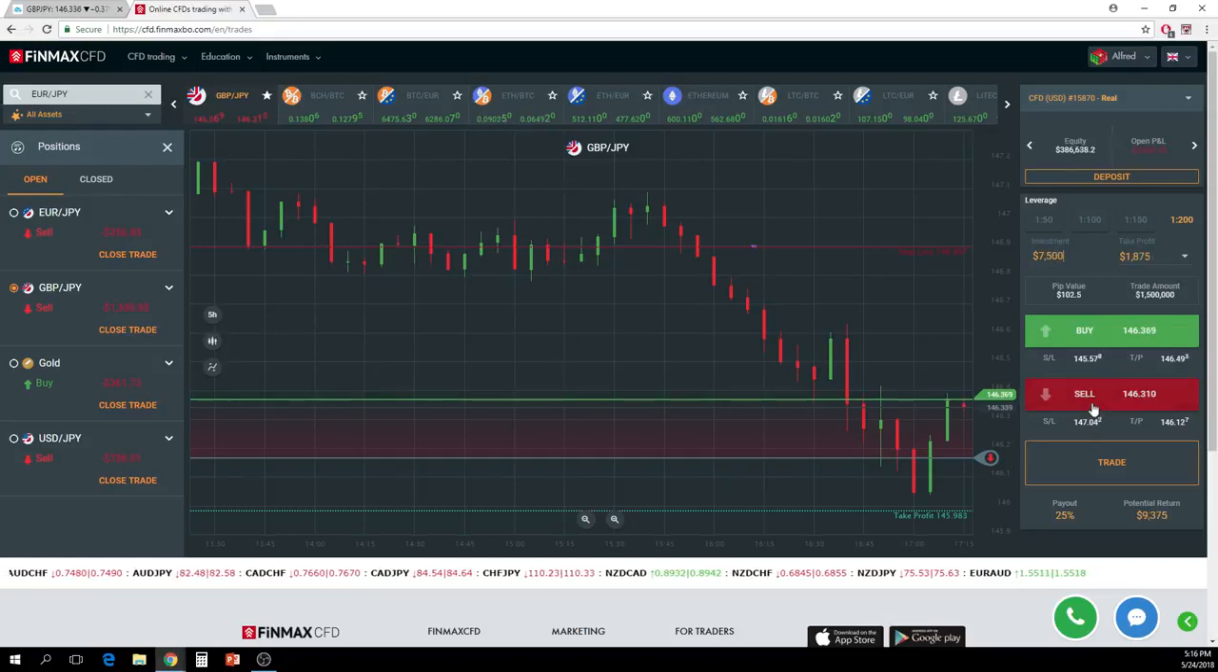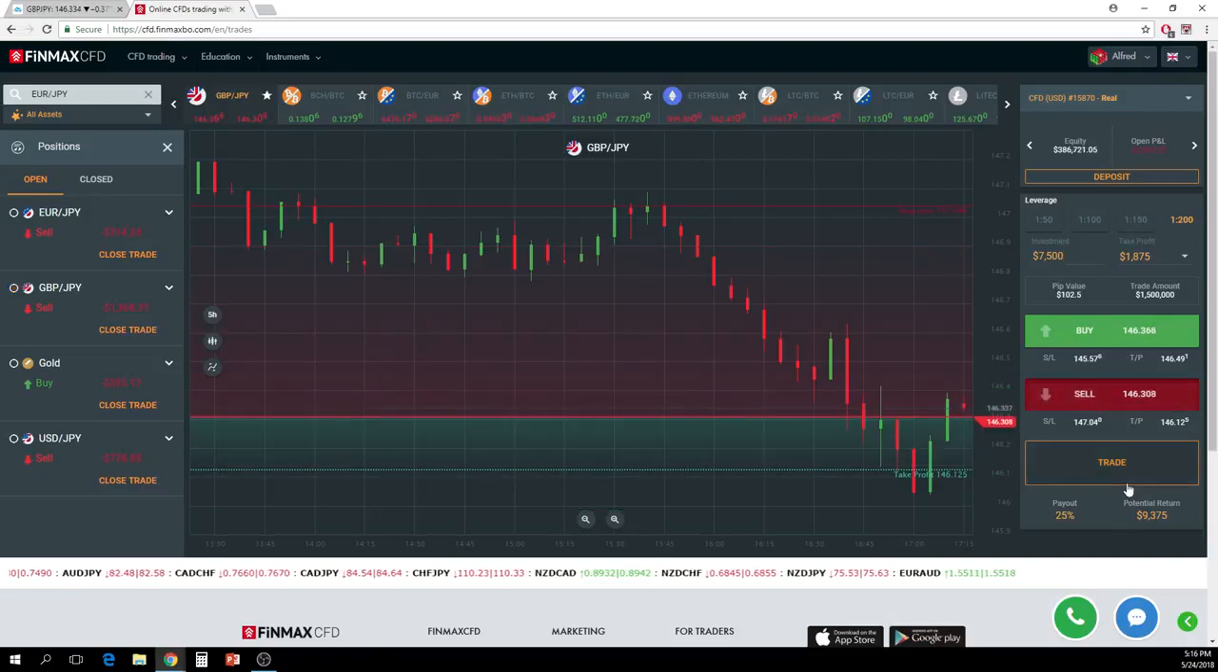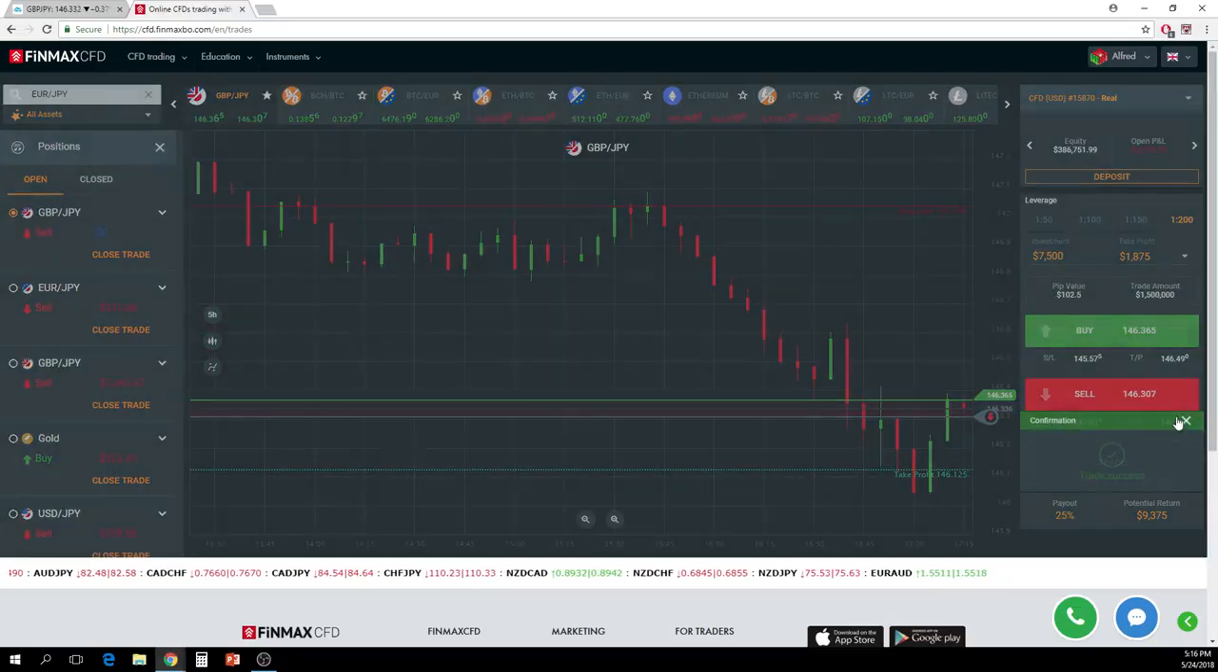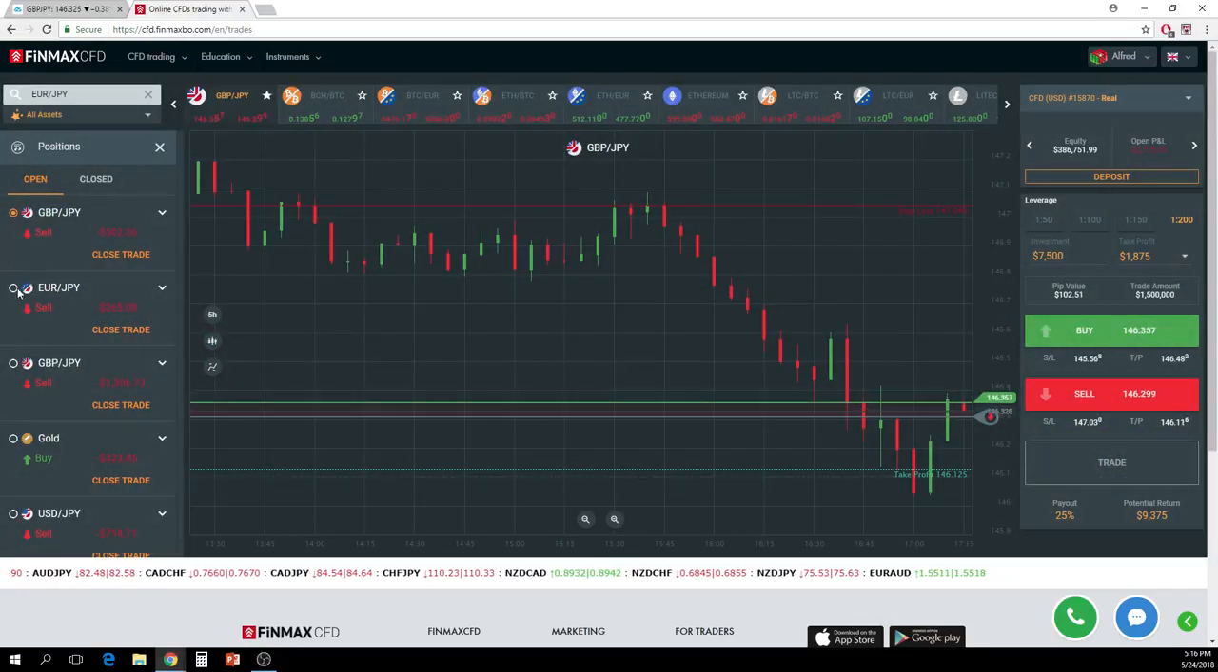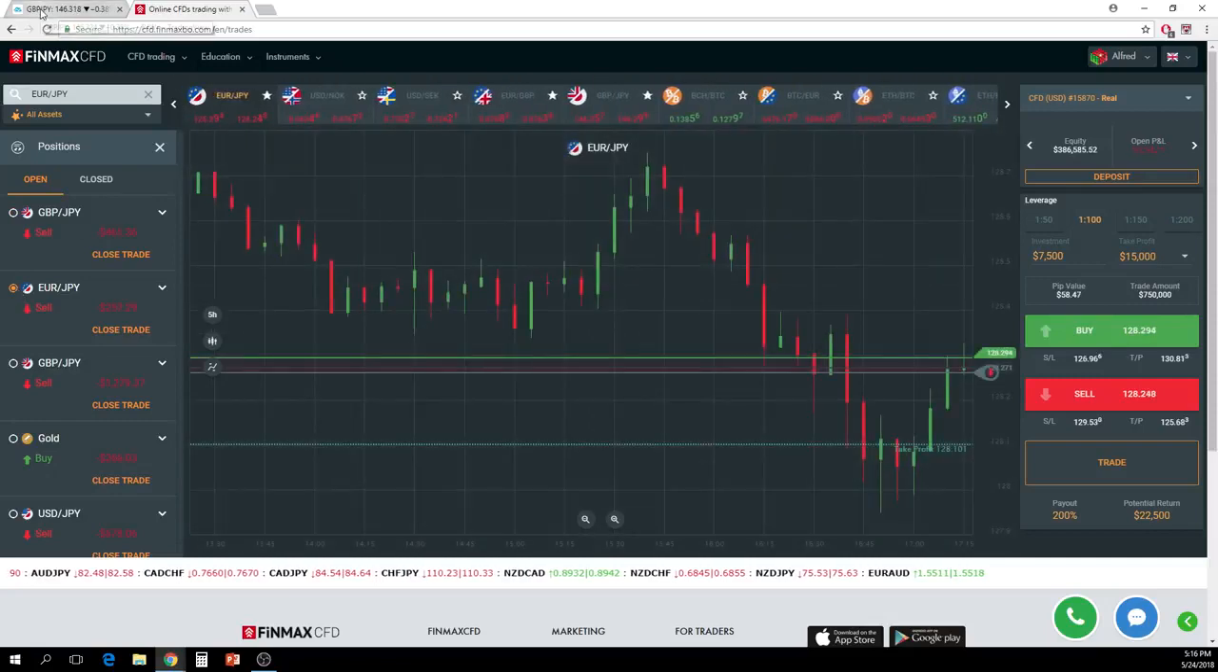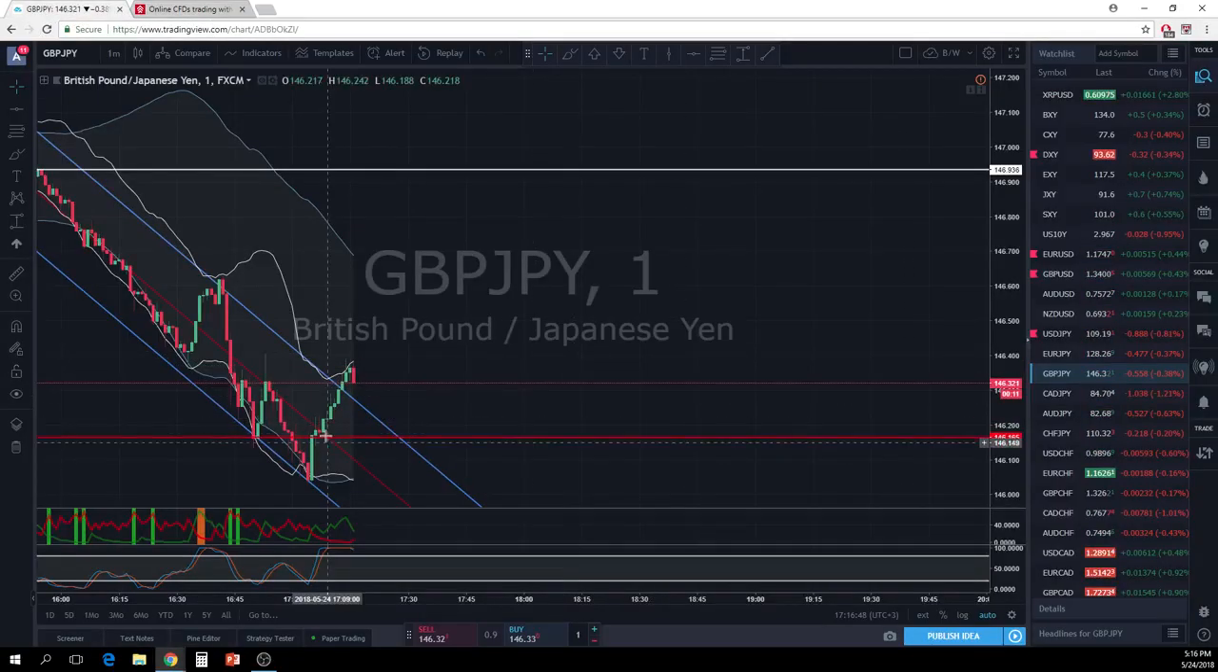Let's increase it slightly. That was entering previously, okay. Yeah, let's enter British pound, Japanese yen. It's a lot higher now. Euro JPY, I'm going to keep that.